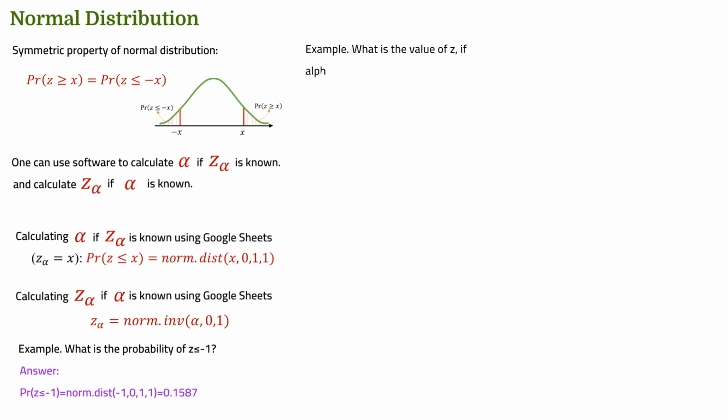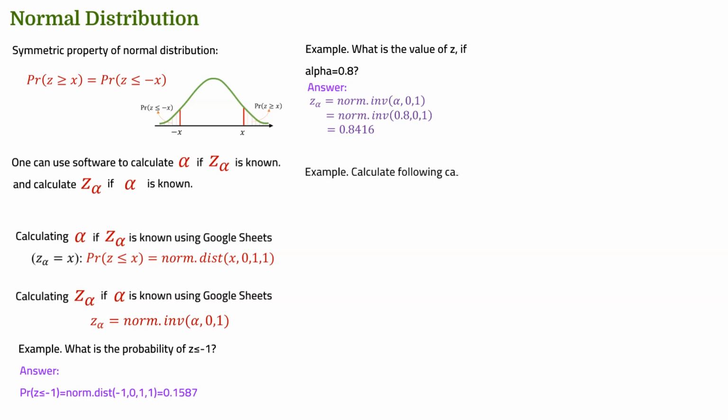Here's another example. What is the value of Z if alpha is 0.8? Here's the answer. Z alpha is norm.inv, inside parentheses, alpha, comma, 0, comma, 1, where alpha is 0.8. If you put it in the formula, it will be 0.8416.